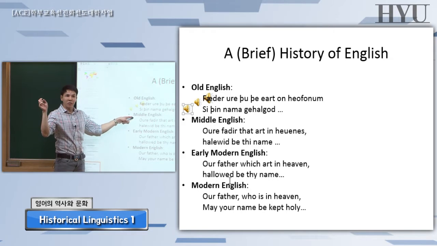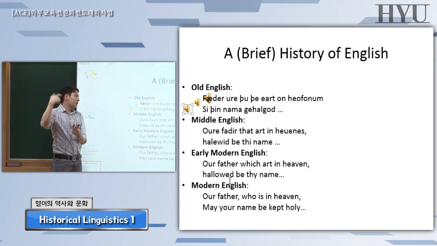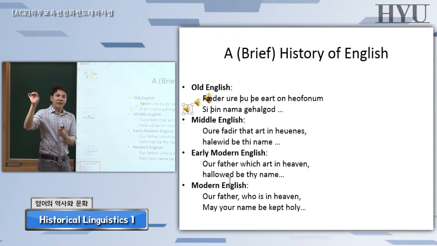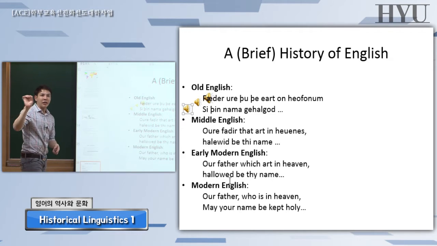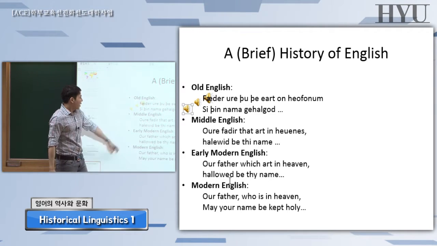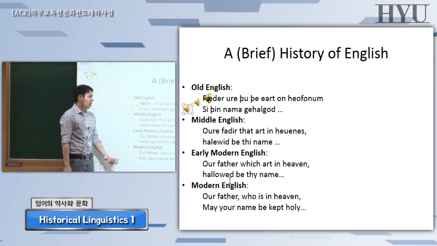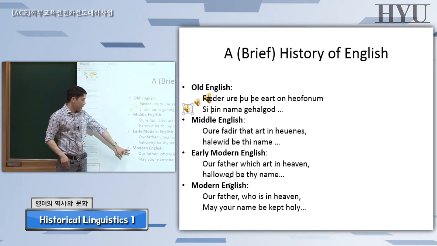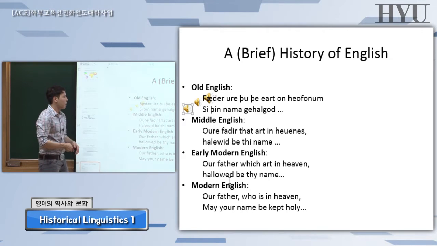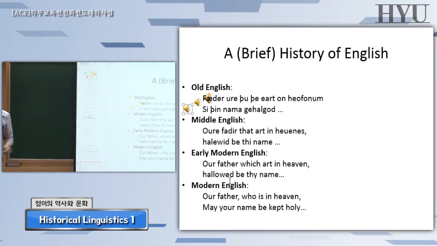Because in Middle English, remember that's when French influence came in, right? And in French, they use V or U, right? U and V are the same thing. And then hallowed be thy name, same thing, thy nama, and so on. This is the Shakespeare time, and this is our modern English time, right? So that's just a glimpse of what Old English looks like.